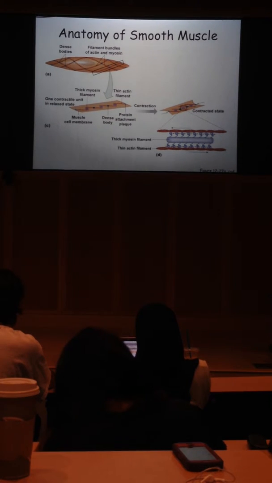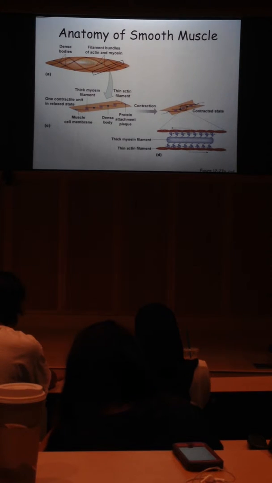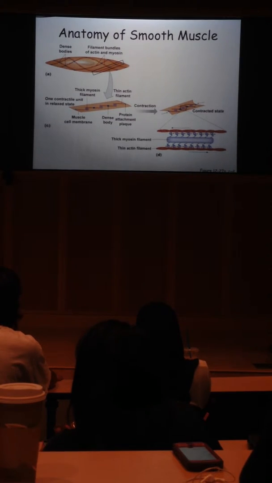If you remember, in the case of skeletal muscle, all the head groups of myosin are facing the same direction. So it's a completely parallel row. Well, here you have two completely anti-parallel rows. By having that, it allows for this massive contraction.